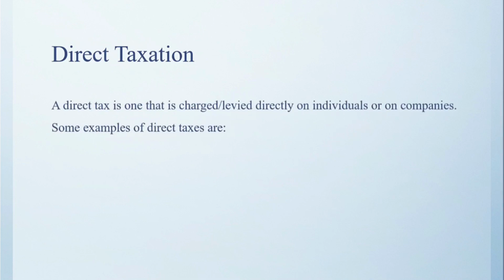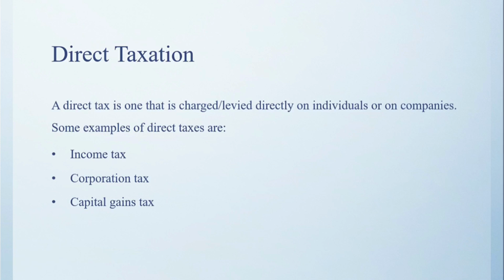Now direct taxation is a tax that is charged or levied directly on individuals or on companies, right? Some examples of direct tax are income tax, right? Corporation tax, which is what the companies will pay, right? Income tax is really what people pay. People who are in jobs, they will pay income tax, and small businesses like sole trader businesses will also pay income tax, right? Capital gains tax.